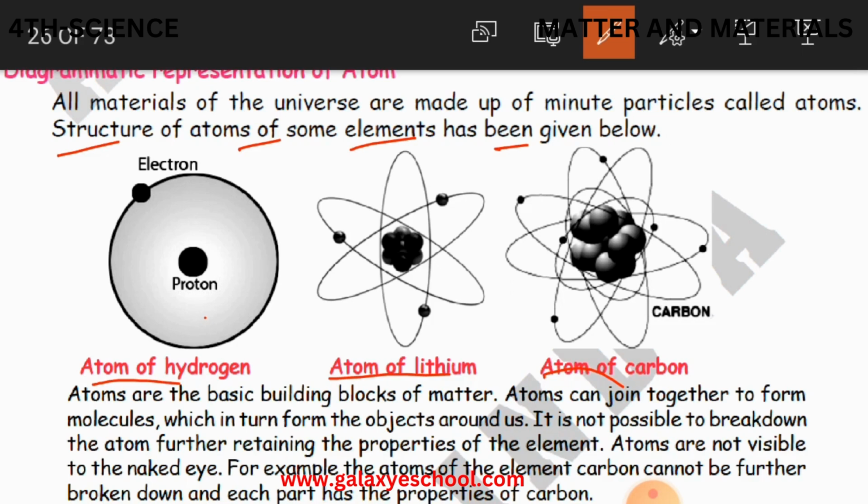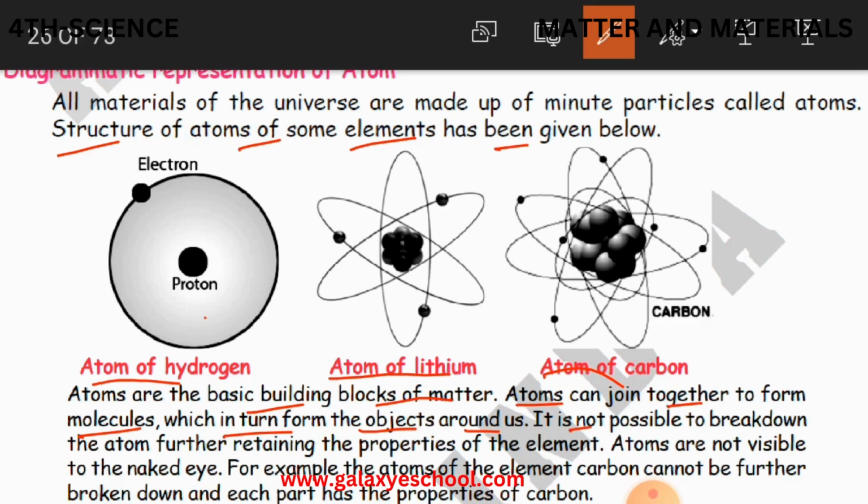Atoms are the basic building blocks of matter. They are going to build the matter, as bricks are used to build a house or construct a building. Atoms can join together to form molecules, which in turn form the objects around us. If there are two or more atoms, they form molecules, which form the objects. Objects are made up of different materials.